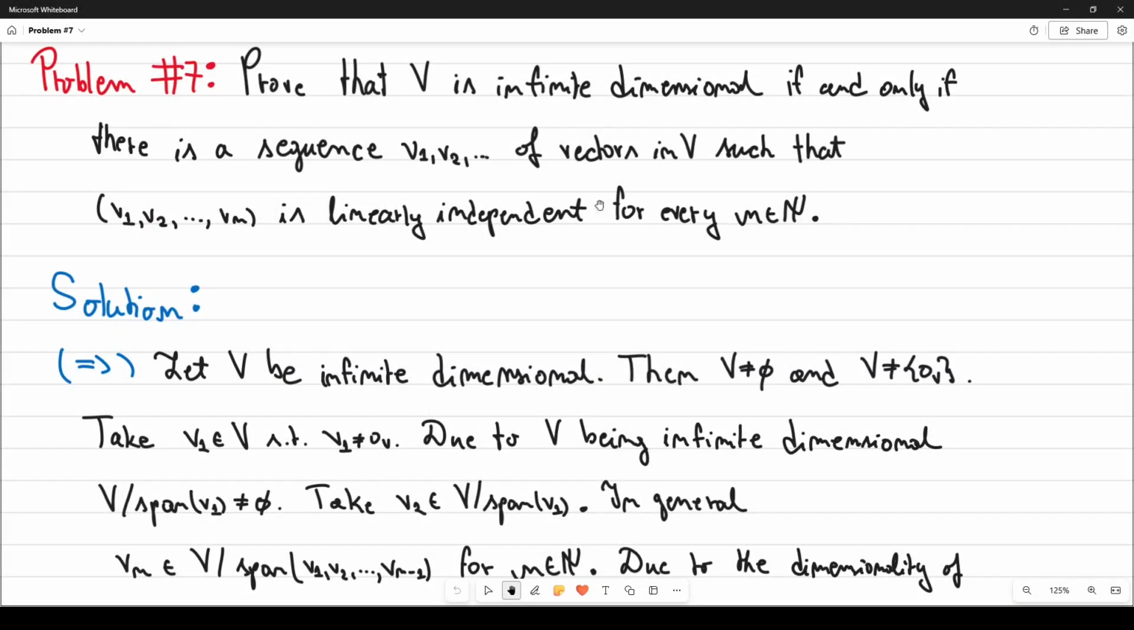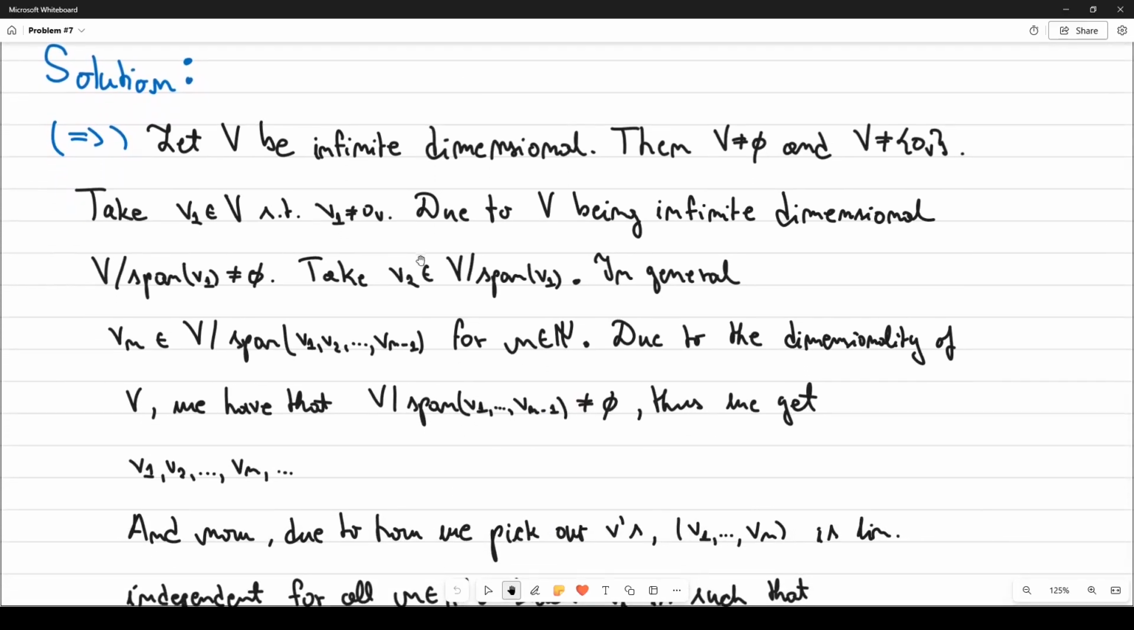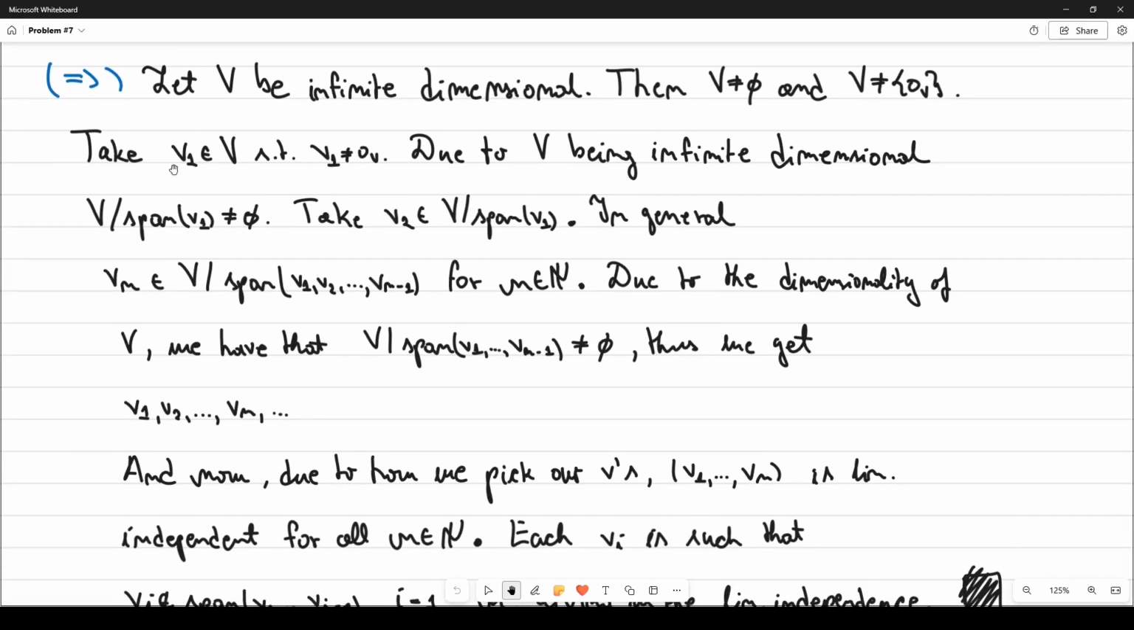Problem number 7. Prove that V is infinite dimensional if and only if there is a sequence v1, v2, all the way to infinity, of vectors in V such that this list, from v1 to vn, is linearly independent for every n from the natural numbers, so positive integers. So let's show that this holds. Let V be infinite dimensional, then V is definitely not equal to the empty set, and V is definitely not equal to the vector space that only has the zero vector in it. So that means we can take some vector v1 that's different from 0.